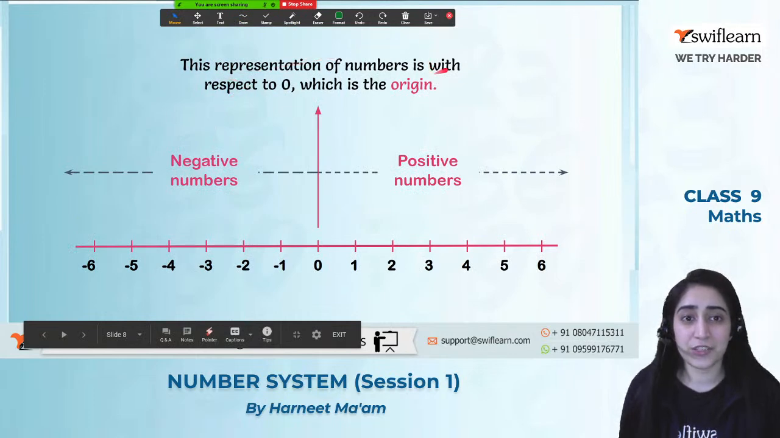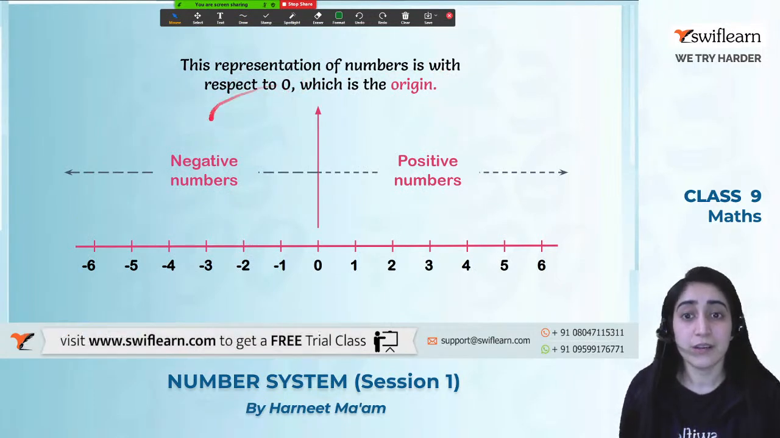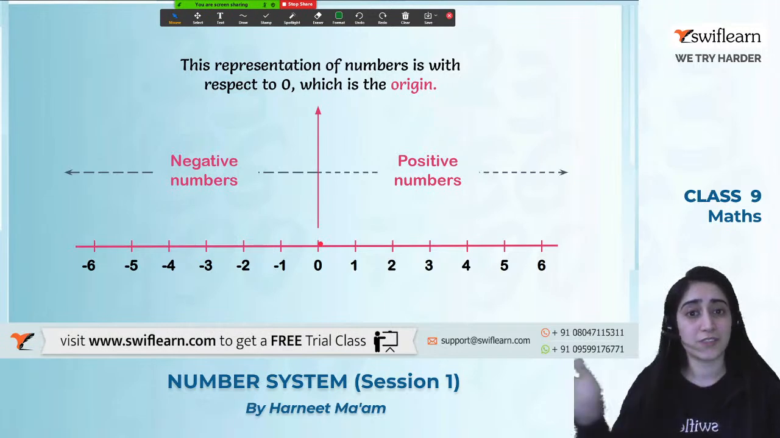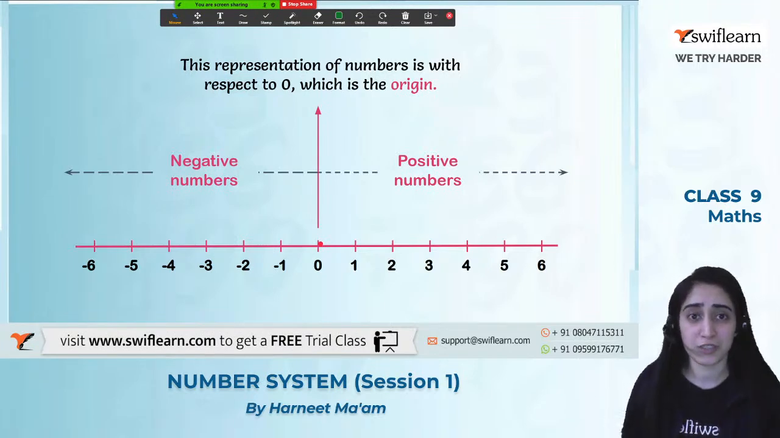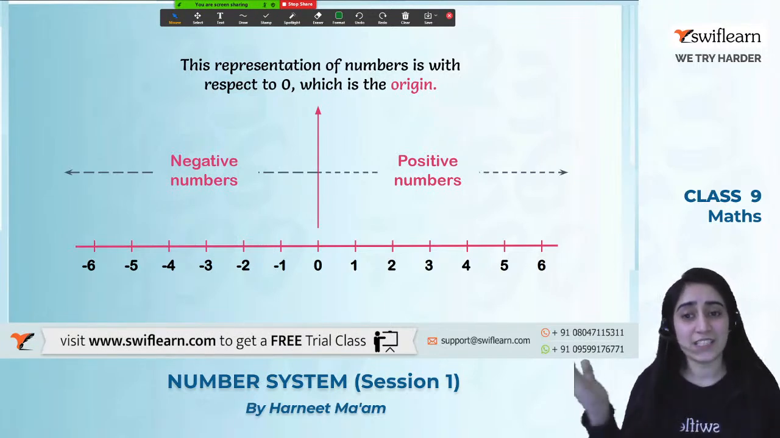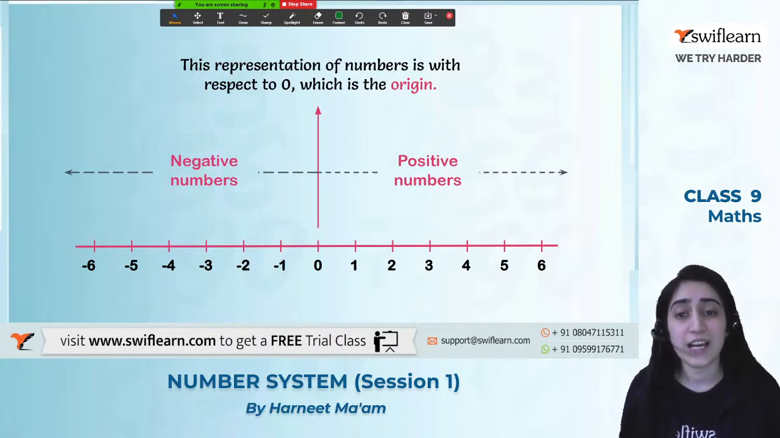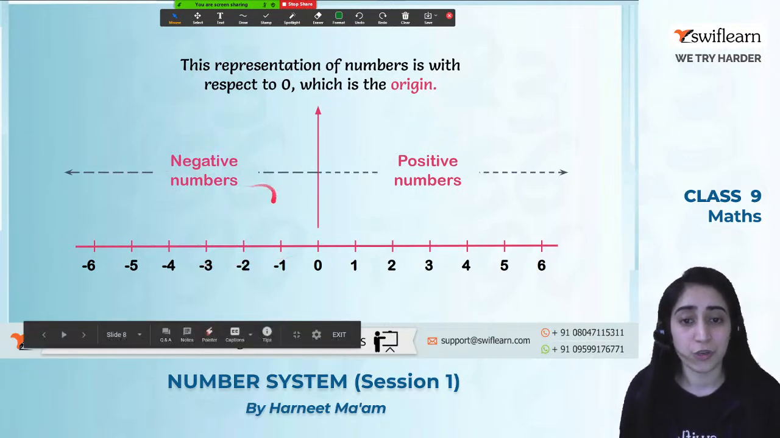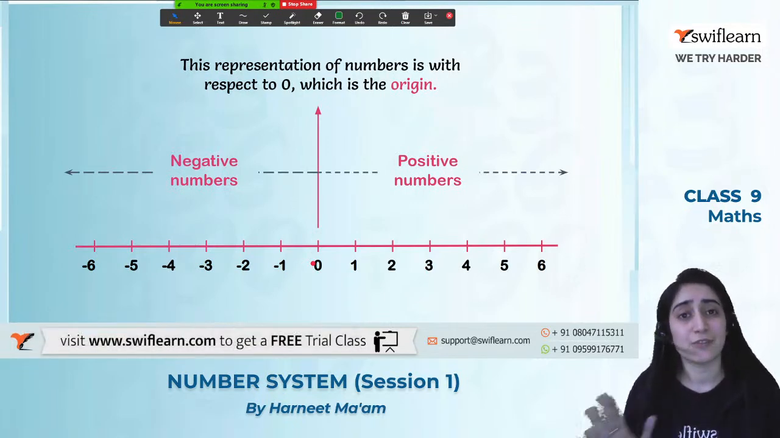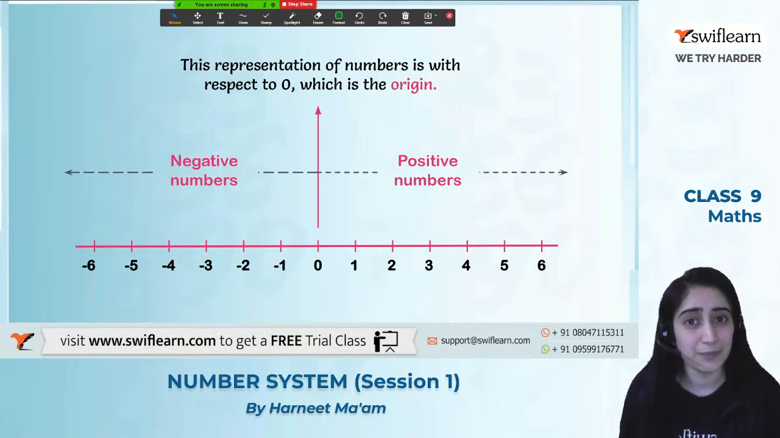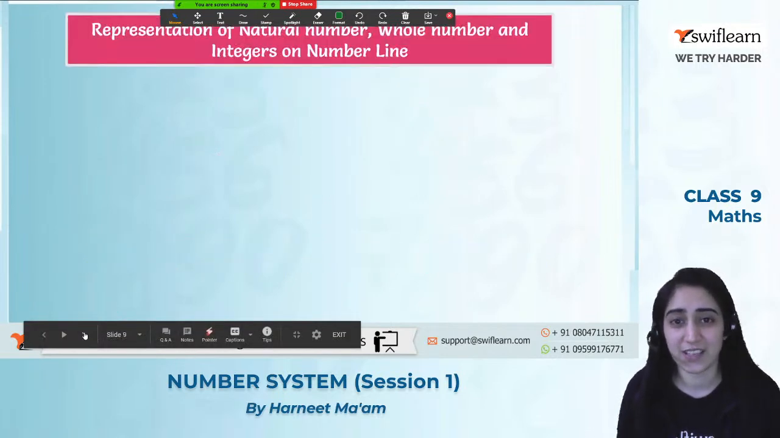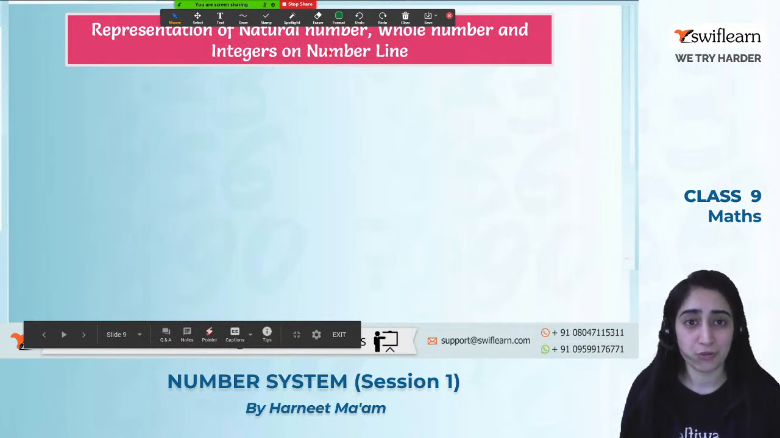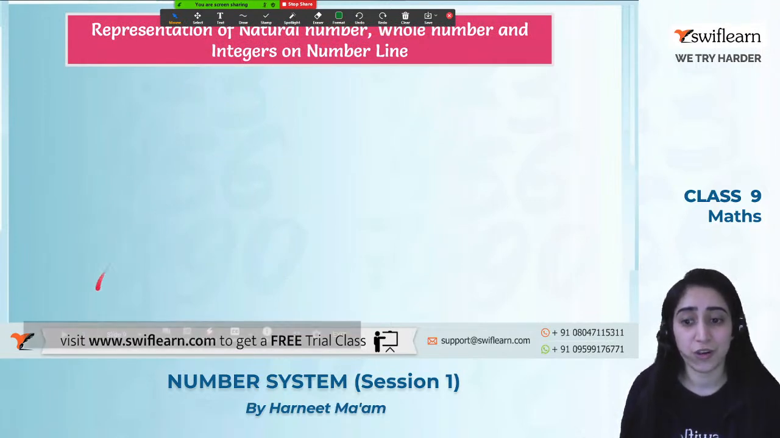Now this representation of number lines is with respect to 0. It's the origin. It starts from 0 and it can go in both directions, positive side and negative side. So right is always positive, right? And the left hand side is always negative numbers. So on the number line, the right side has all positive numbers, the left side has all negative numbers. Clear? Yes? Great.